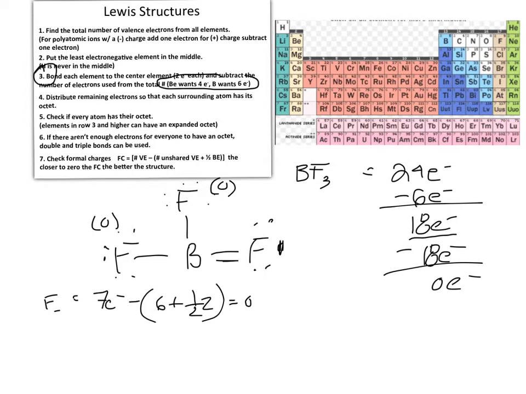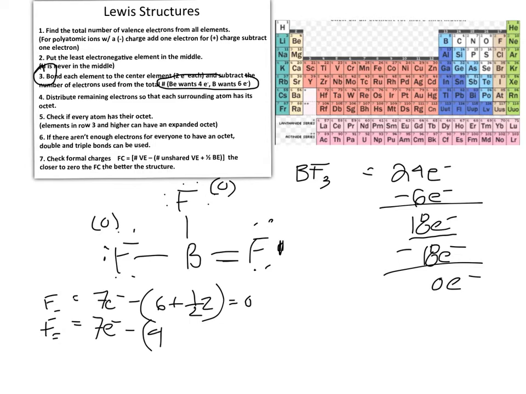Let's do the same calculation for the fluorine with the double bond. Once again, 7 valence electrons. In this case, remember we borrowed 2 electrons here, that's our erasing, and we put them here. So the reality of it is we have 2, 4 unshared valence electrons.